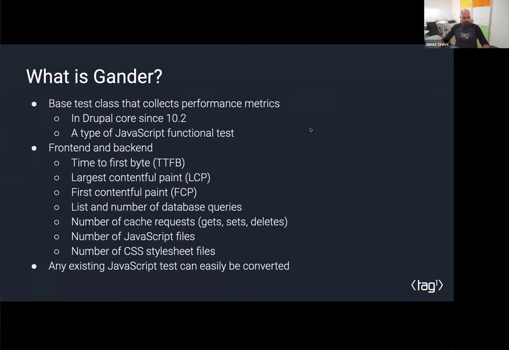And since it's a JavaScript functional test, any JavaScript test can easily be converted to become a performance test. If for some reason you don't like the base class, it is essentially just using a trait, which has all the performance testing logic in it. So you can also create your own base test class with that trait if you need to.